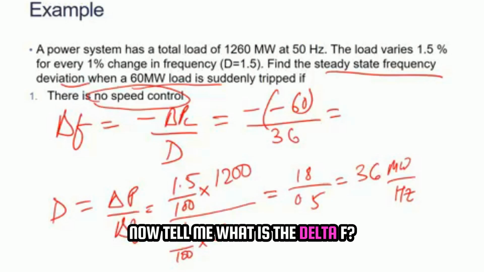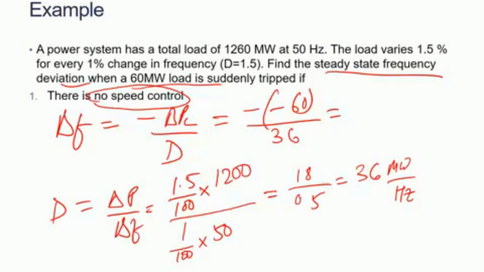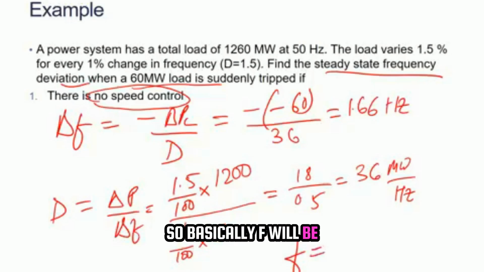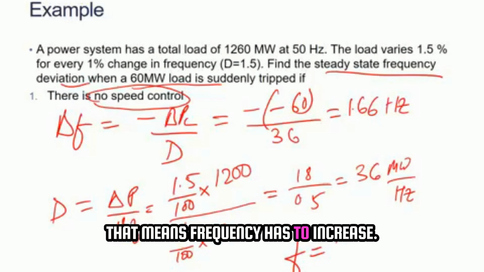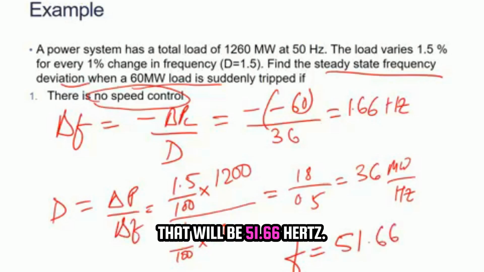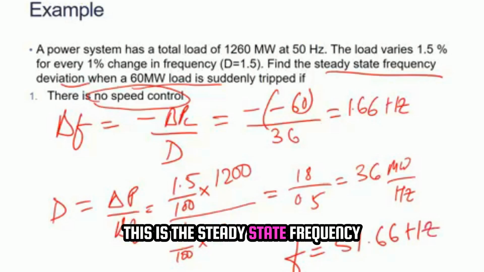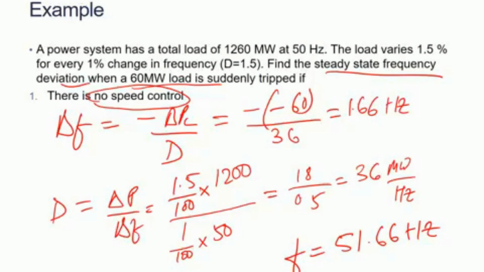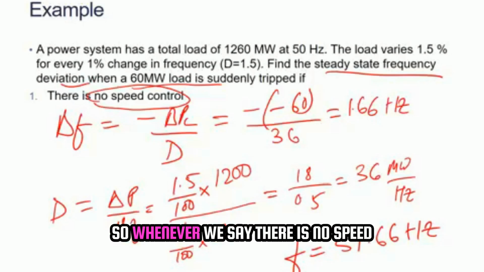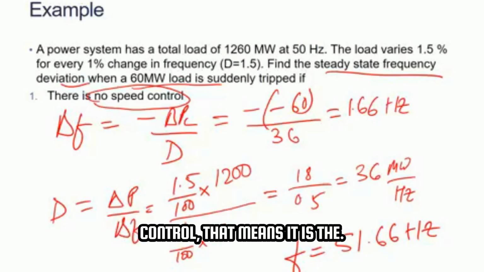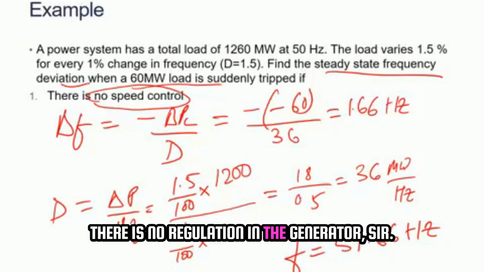Now tell me what is the delta F? 1.66 hertz. Because the load has dropped, the frequency has to increase, so F will be 51.66 hertz. This is the steady state frequency and the deviation is 1.66 hertz. Clear? So whenever we say there is no speed control, it means there is no regulation in the generator.